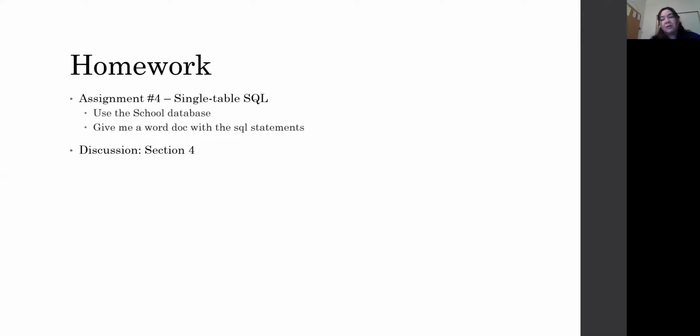So you can technically do this by hand, but I would expect that you would go into Access, try it out, experiment, figure it out, and then take the statement that you came up with and drop it back into the Word doc. So what you're turning in to me is actually a Microsoft Word doc and not a database.